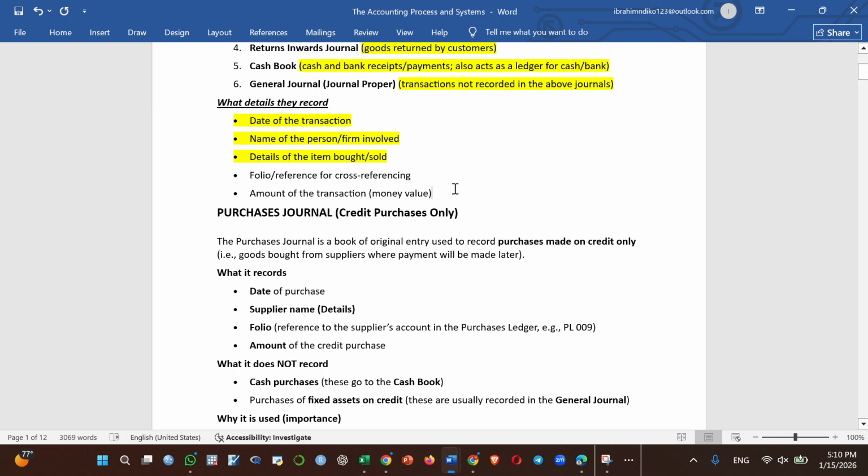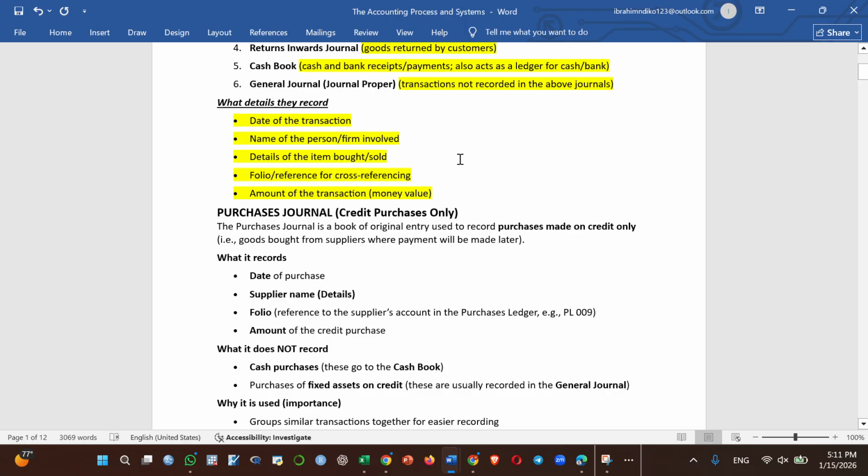For example, if they bought books, how many books? Then the reference number, which we call the folio, the reference number or the folio number. So the system must have it also. And then also the most important, the amount of transaction. Let us start with the first one. Let us see the purchase journal.